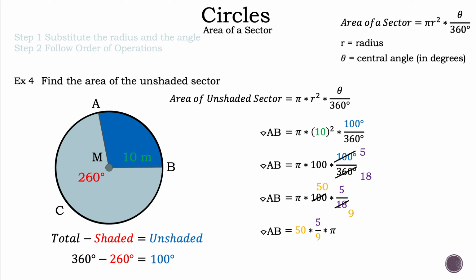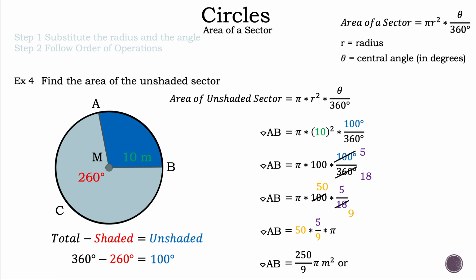Now once again, we put the irrational number last because that is where it goes, and we put the real numbers first. And now we're going to multiply 50 and 5 over 9, and the result of that is 250 divided by 9. So now we have sector AB is equal to 250 divided by 9 times pi, and we need to add our units. And then in this case, we have meters squared since we're talking about area, and our last step is to convert that number into a decimal.